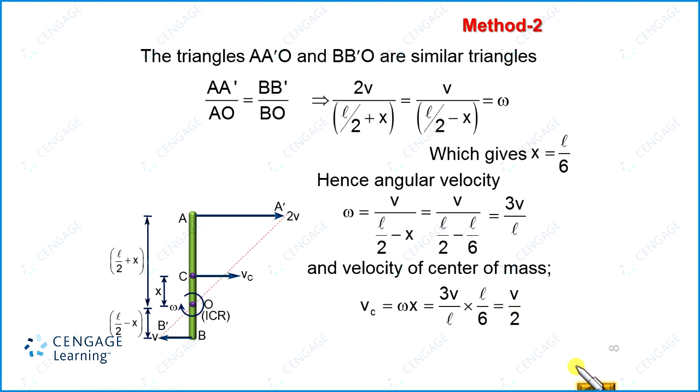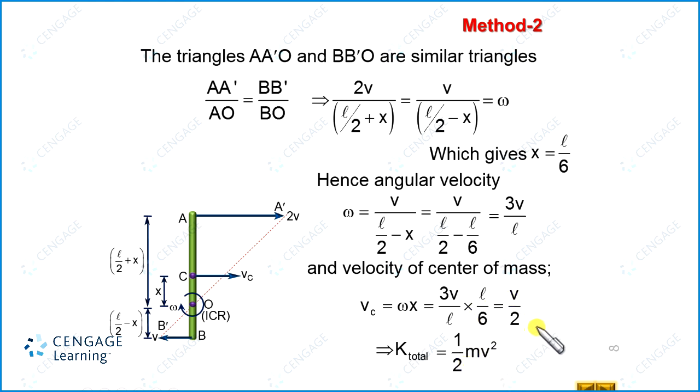We can observe here the velocity of the center of mass and the angular velocity of the rod we have calculated by using this method are the same as the velocity we calculated in the previous method. That means the total kinetic energy will also be the same. So total kinetic energy should be equal to half mv square in this case also, right?